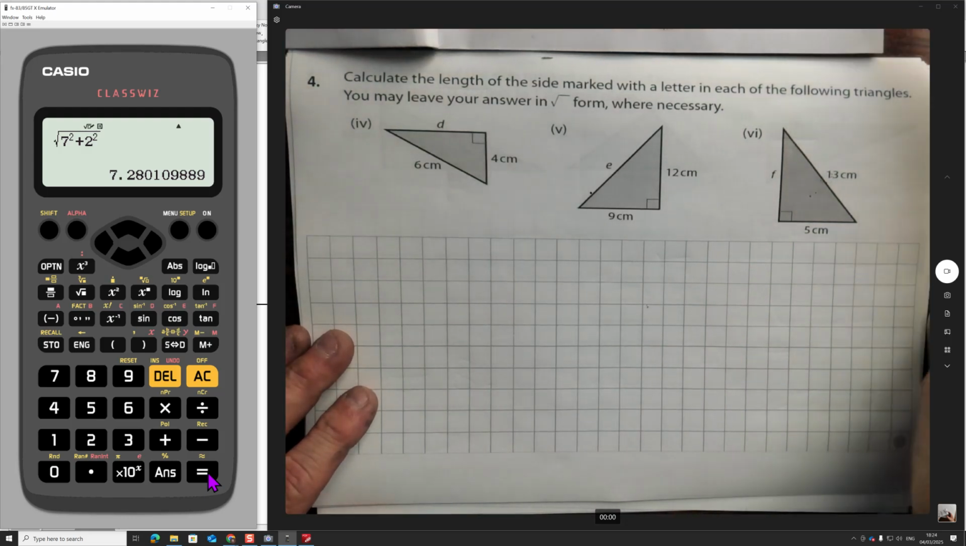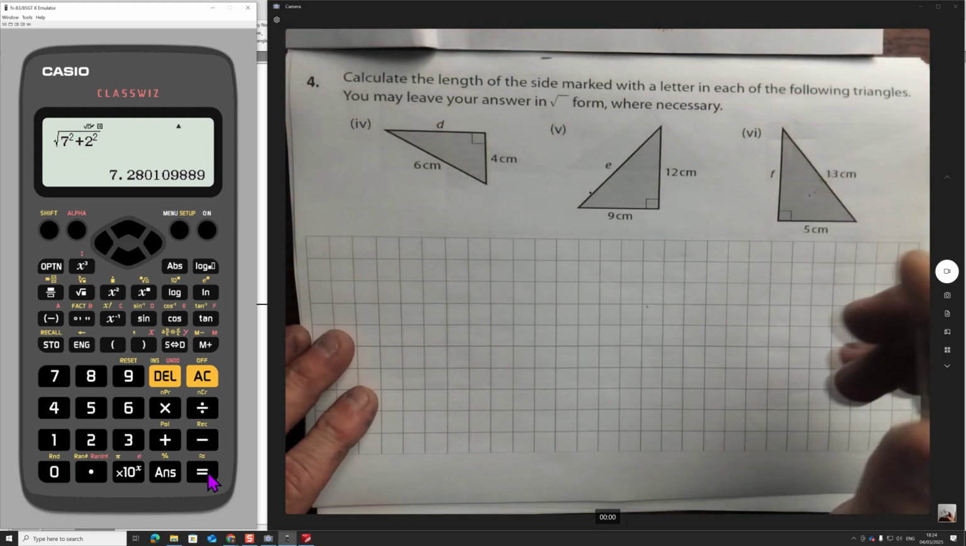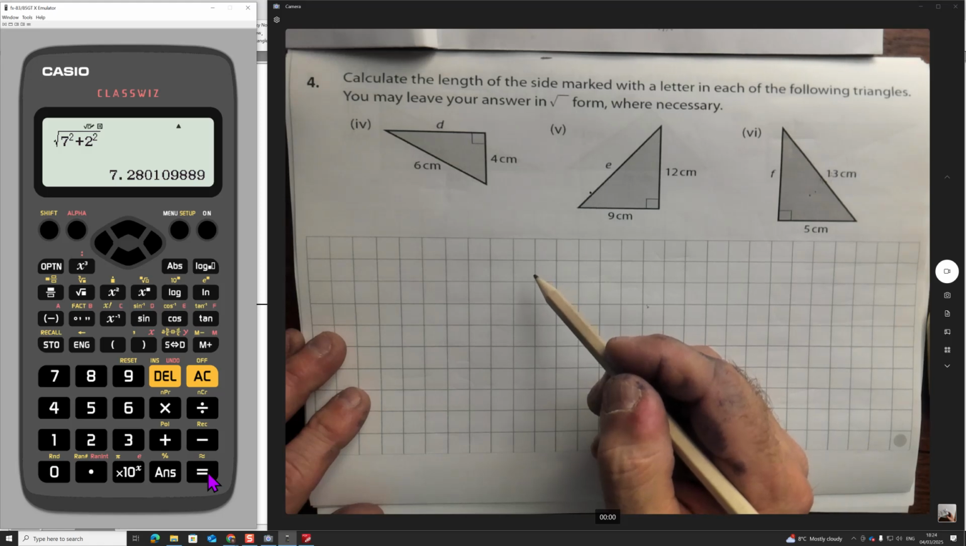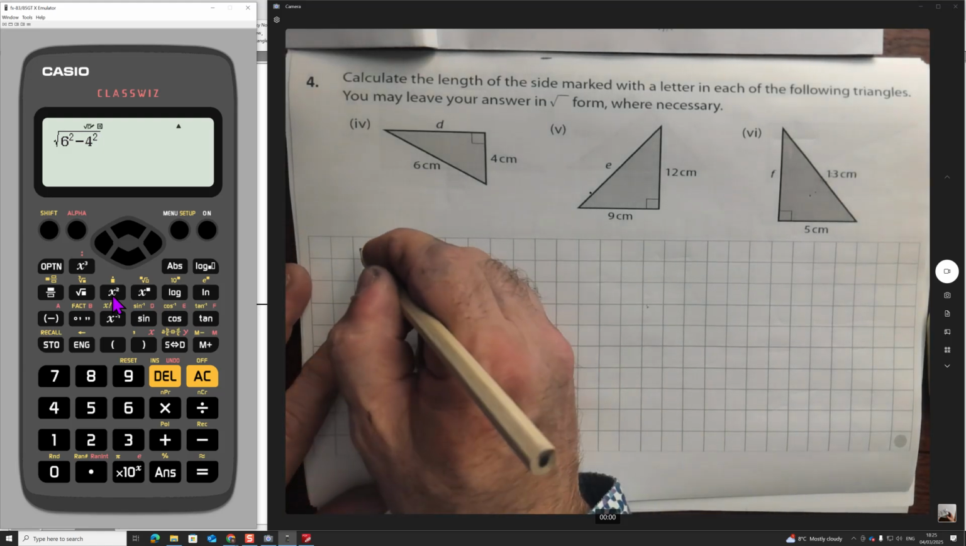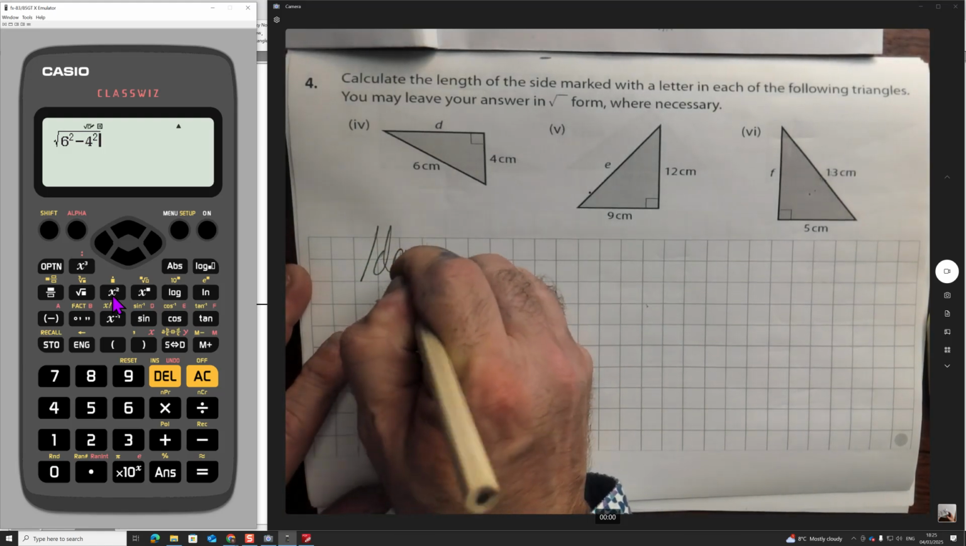Calculate the length of the side marked with a letter in each defined. Okay, I get it. So let's just go calculator time now. Square root, okay, it's a leg, so we're subtracting using the big number first. 6 squared minus 4 squared. That's really important, what I said a minute ago. You've got to first identify the case.